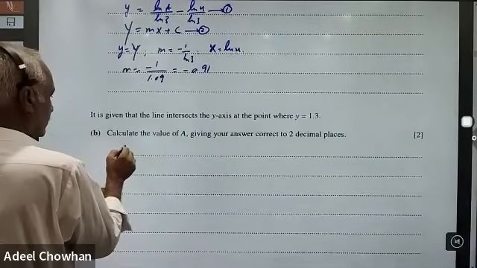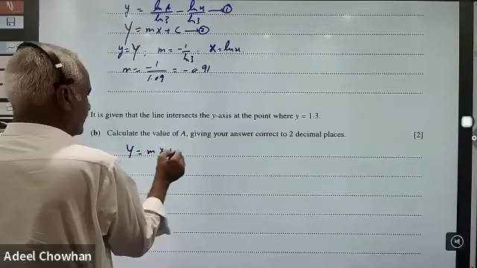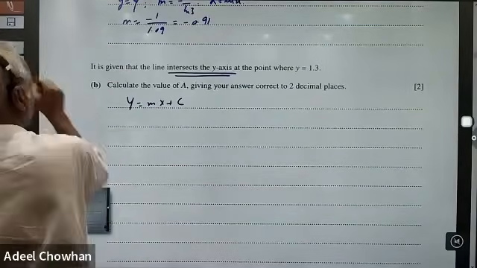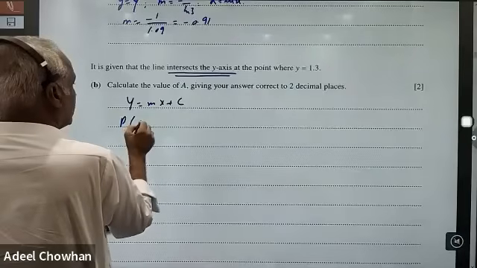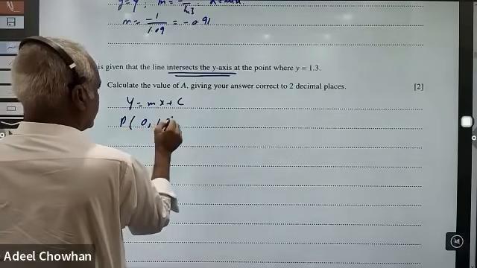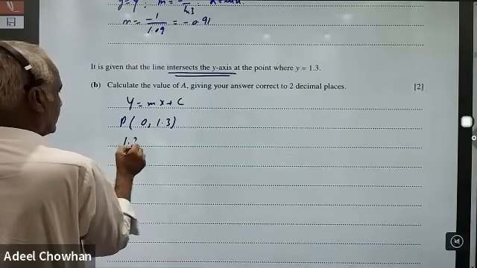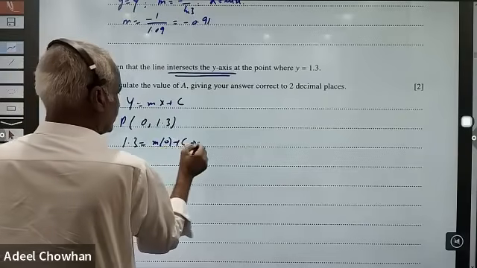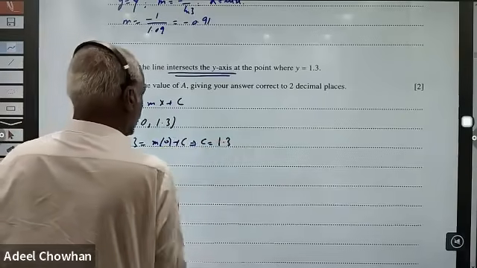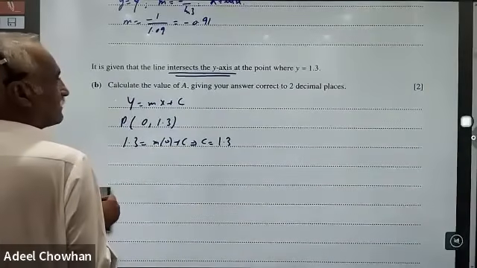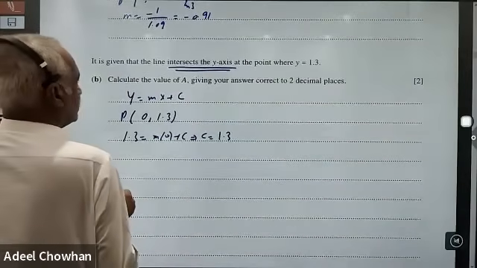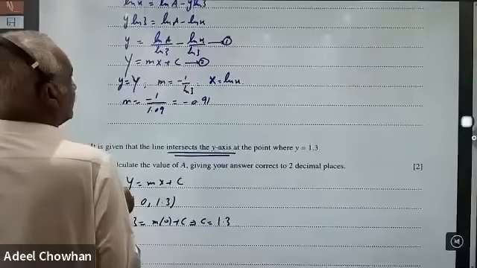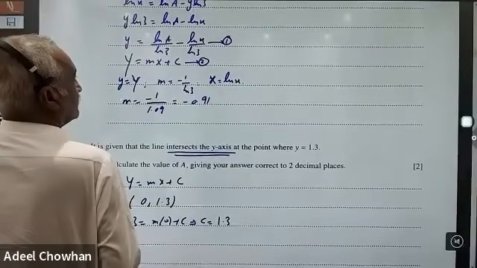So 1.3 is equal to, as y is equal to mx plus c, so the point is x is 0 and the y value is 1.3. So 1.3 is equal to m into 0 plus c. So the c value is basically equal to 1.3. And the c value is basically equal to log of a over log of 3.